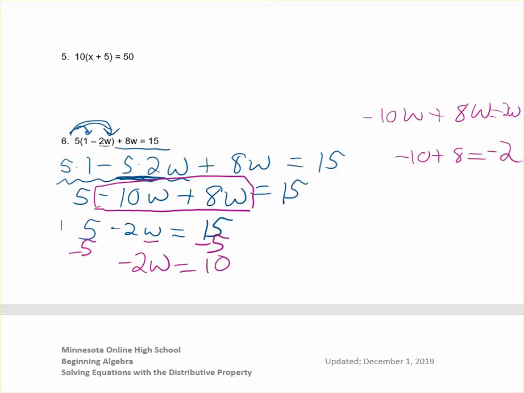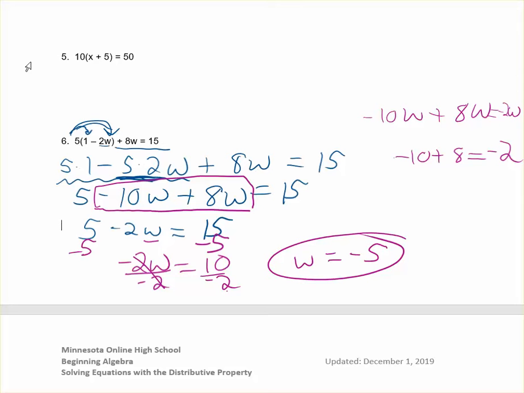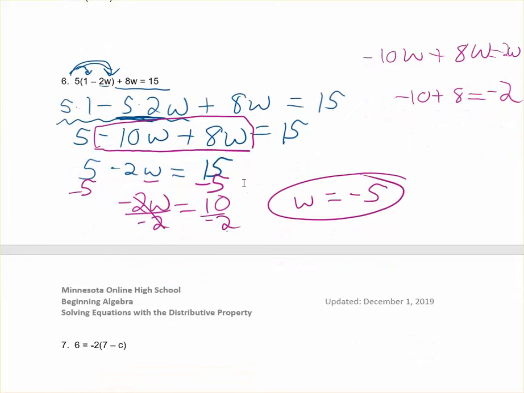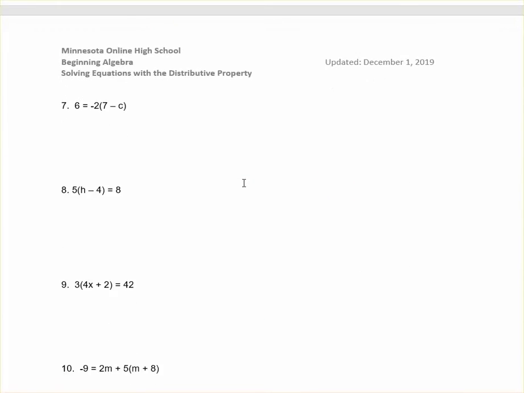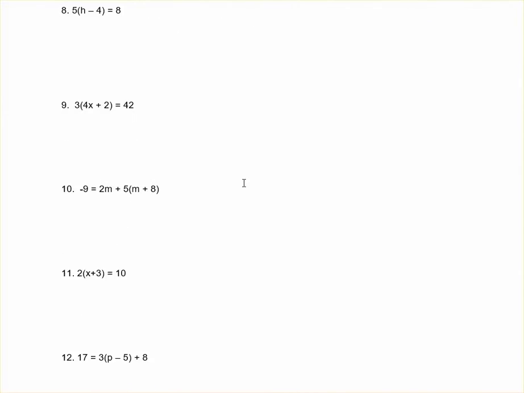And now we're ready to do our last step, which is to undo multiplying. We multiplied by a negative 2, so I need to undo that. 10 divided by negative 2, that's a negative 5. So our final answer then is w equals negative 5. So do be sure to show your work on these problems. There are some steps that you need to show in order to get these correct and to get all your points.